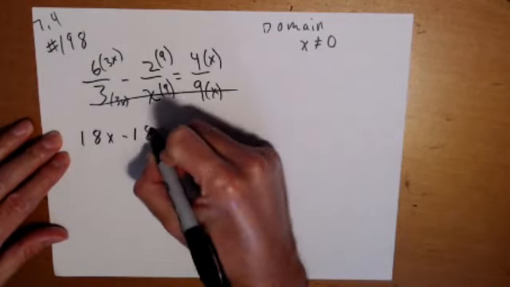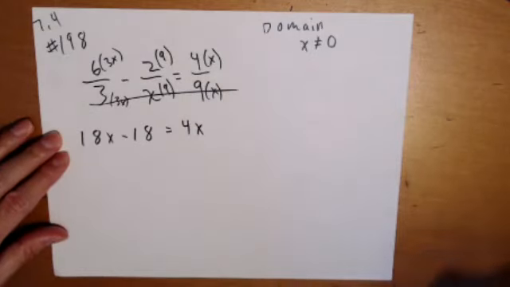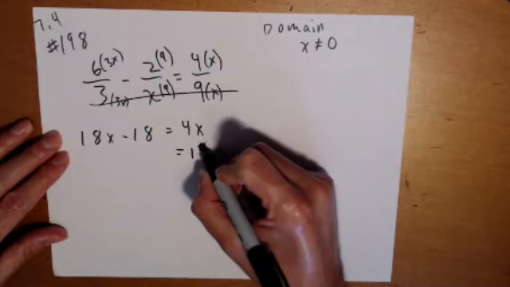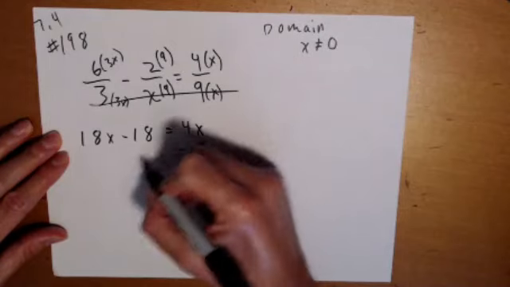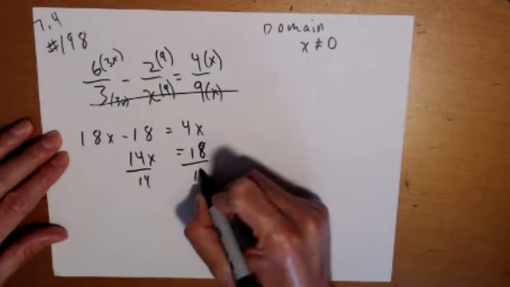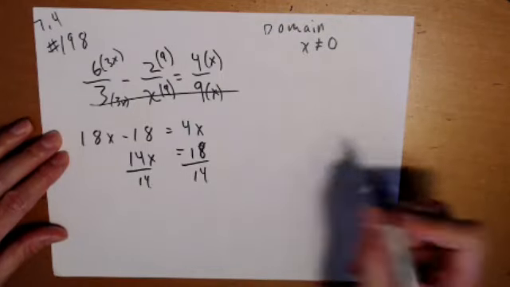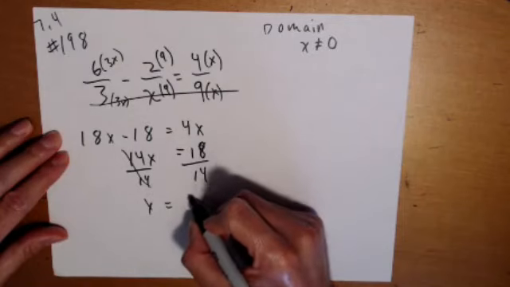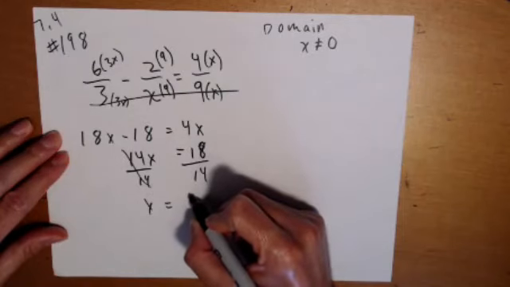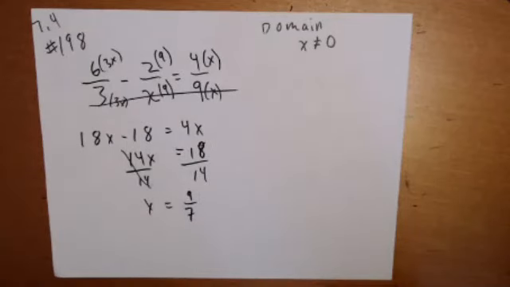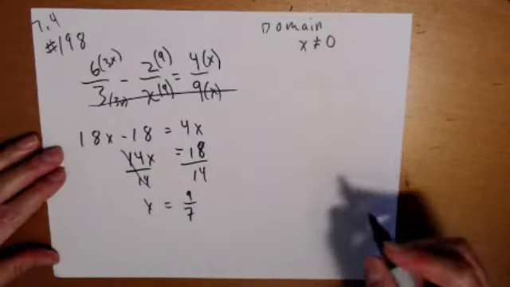18x minus 18 equals 4x. Oh, easy peasy. So bring the 18 over. Not really showing my steps. Subtract 4x. Divide both sides by 14. Divide by 14. And we get x equals 18 over 14. Reduce. 9 goes into, no, 2 goes in. 9/7. Okay. Let us try 202.